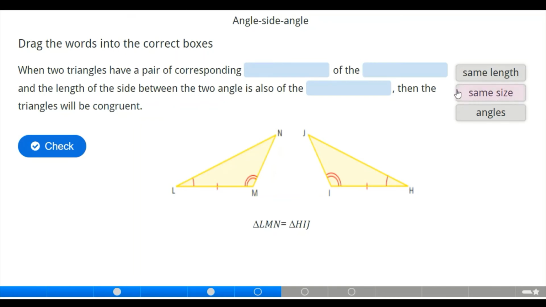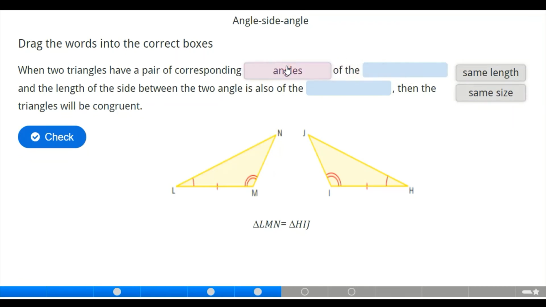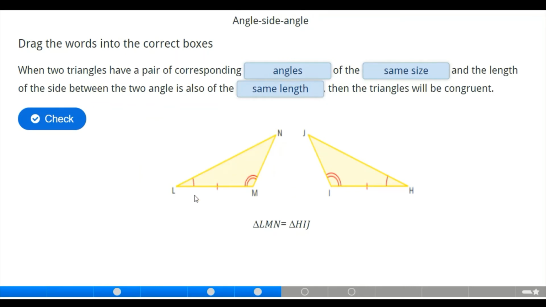Now let's fill in our right answers in the boxes here. We have corresponding angles, so they must be of the same size, and the length must be the same length. Now let's look at what we have here. LN is the same thing as JH. LM is also the same thing as HI, and MN is also the same thing as JI. Now we have an angle here, angle M, and an angle I. Assuming we have 60 degrees on angle I, then we're going to have the same thing on angle M.